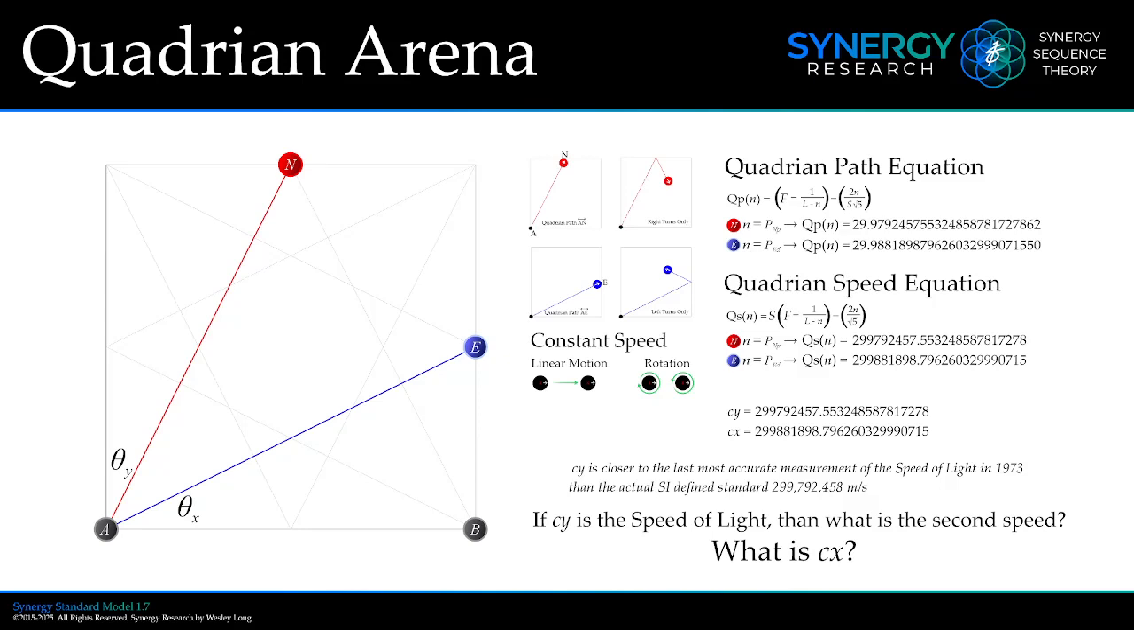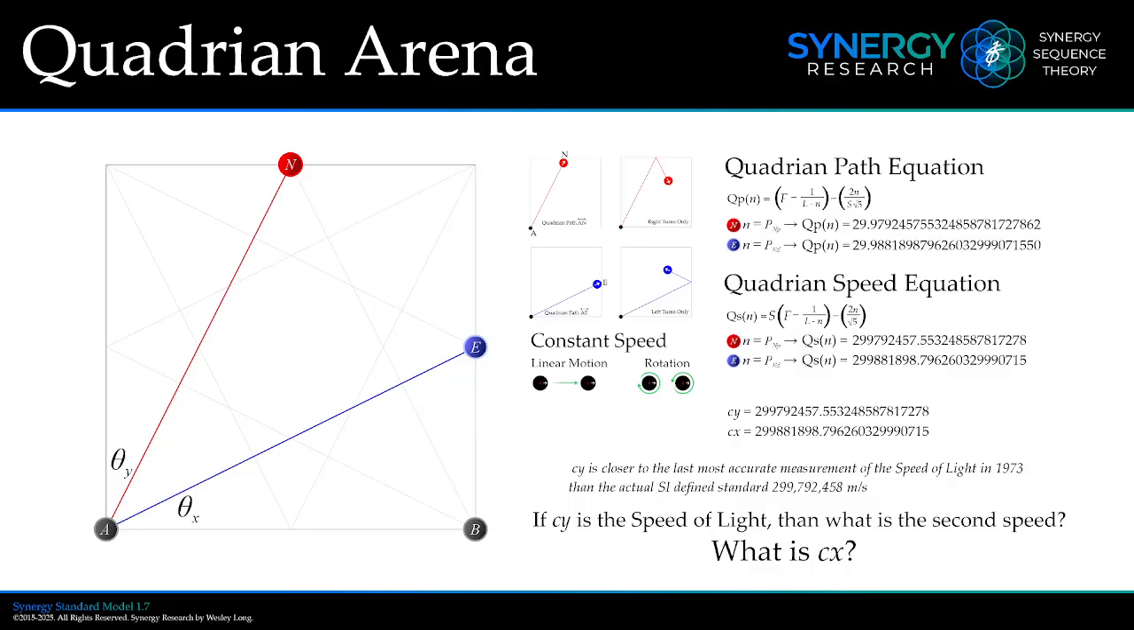For the east path, the left turn shallow angle, the output is cx equals 299,998,898.7962. That's roughly 89,441 meters per second above the traditional speed of light. And this isn't a mistake, it's deliberate. The model proposes a dual speed structure arising naturally from directional asymmetry.